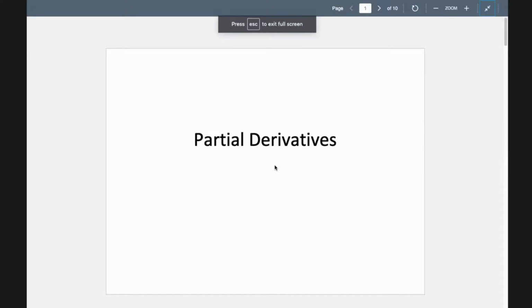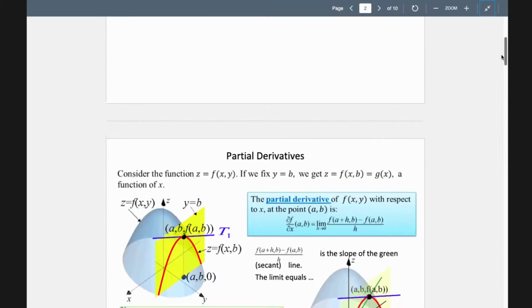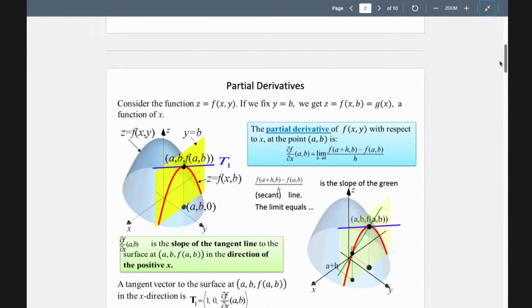Okay, can you see it? Yes. Okay, so again, we started this last time. The first two slides are very important. So here we have a function of two variables, z equals f of x, y. Later we will generalize this to functions of three variables and a number of variables. But for the moment, we have a function of two variables.